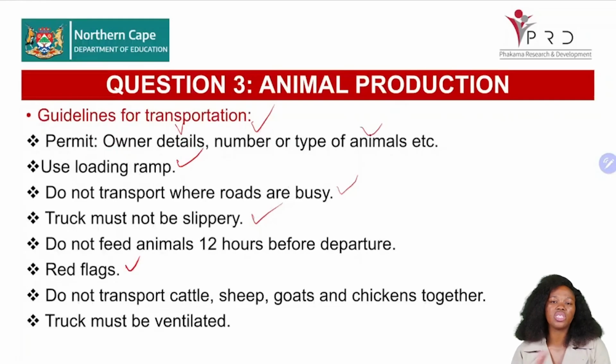Use red flags when transporting the farm animals, one at the front of the truck and the other one at the back of the truck. Do not transport cattle, sheep, goats, and chickens together. Always segregate animals according to size, gender, and the species, right? Truck must be well ventilated. There must be enough oxygen in the truck, meaning it must ensure sufficient ventilation, oxygen coming in and carbon dioxide exiting the truck. So these are the guidelines for transportation.